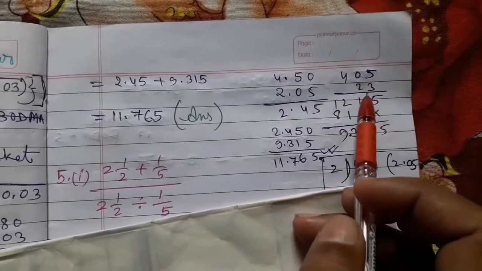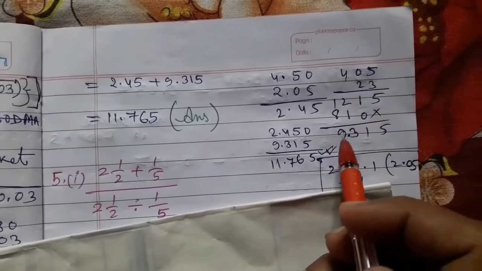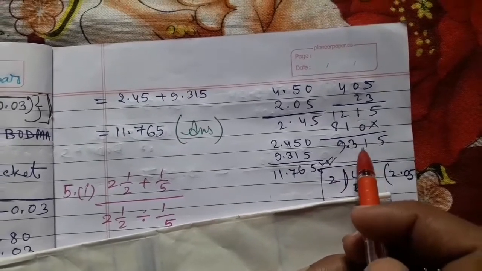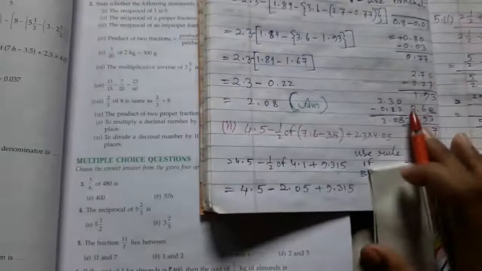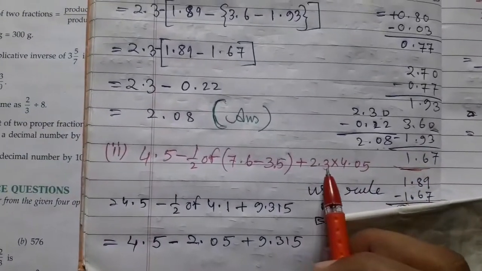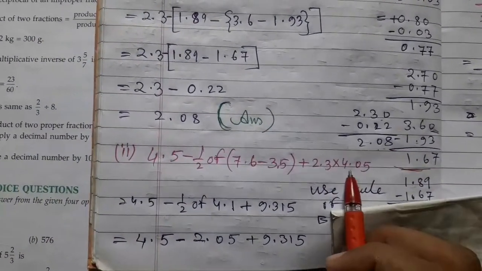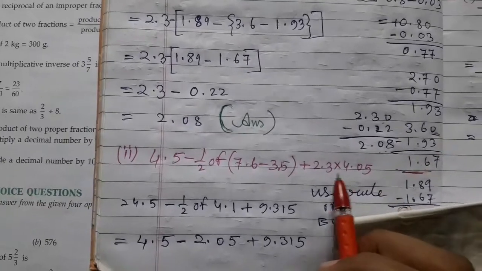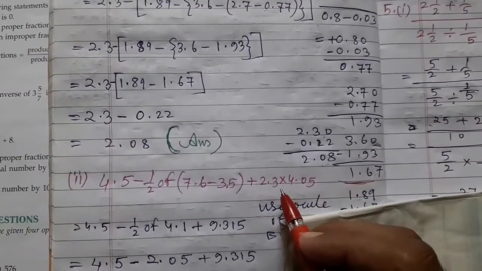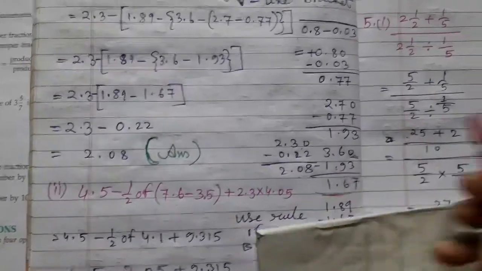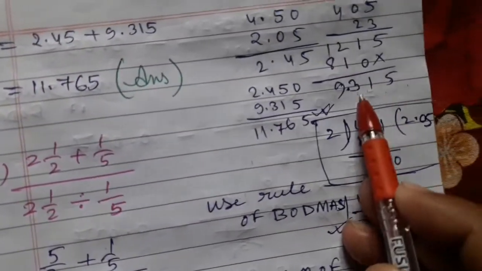405 multiply 23, multiply it, we get 9.315, we get the number 9315. After the decimal place, we have 3 decimal places, 1 2 3, clear.